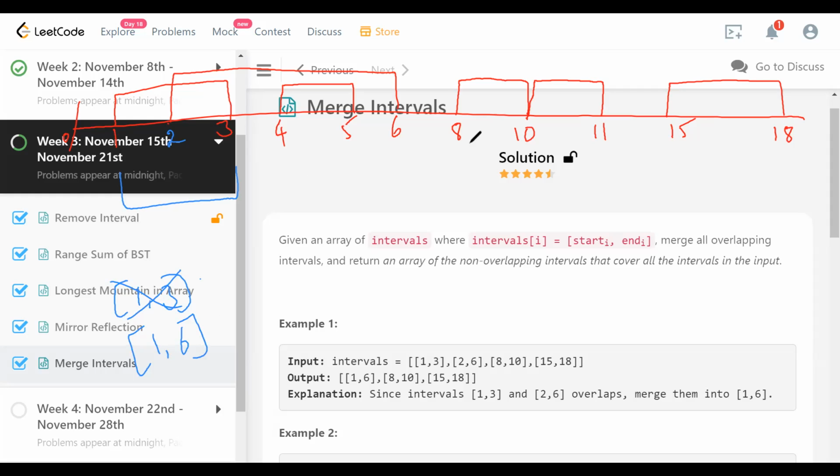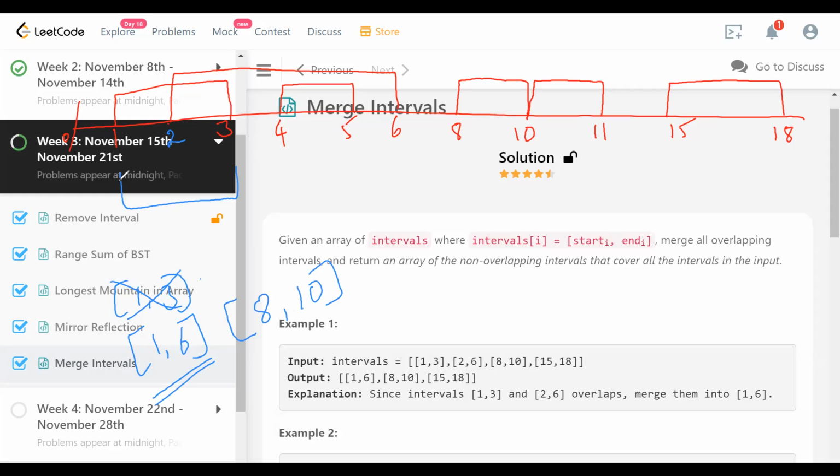Now look at the fourth one, from 8 to 10. 8 is greater than 6. That's why it is going to be a new interval, 8 to 10. And by the way, this 1 to 6 is finalized. It's not going to change, right? So now look at 8 to 10.